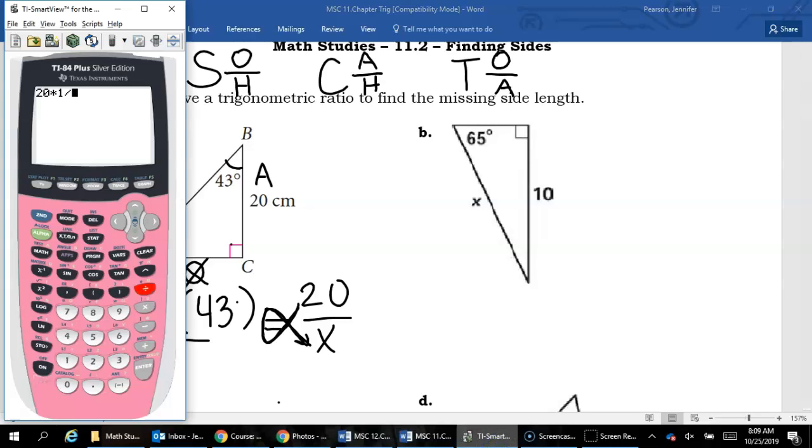So now we're going to make sure we're using those sine, cosine, tangent buttons, which are here, here, and here. Just wanted to show you where they were. But I'm going to get rid of them now. 20 times 1 divided by the cosine of 43. And because I'm in degree mode, that will then calculate how long the hypotenuse is of this triangle. And it looks like it is 27.3 centimeters.